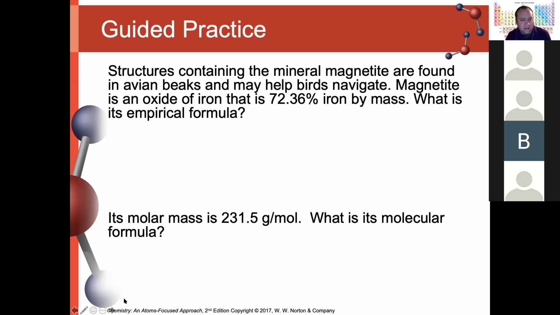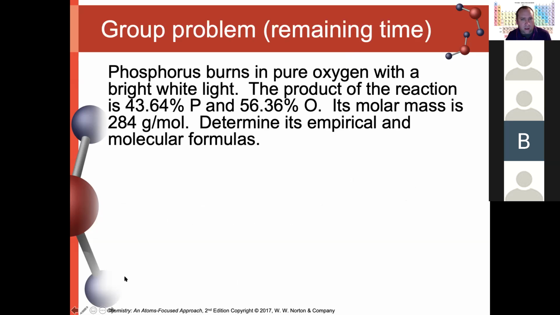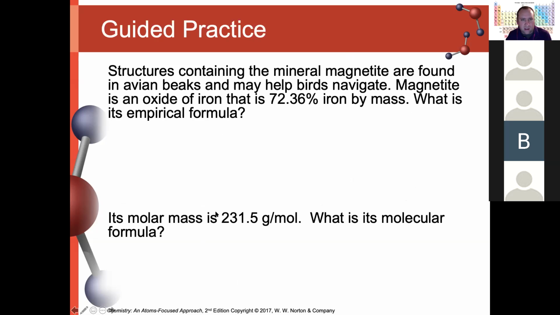Okay, let's take a look at this next one. We'll call it a day after this example. Structures containing the mineral magnetite are found in avian beaks, and they may help birds actually navigate. Magnetite is an oxide of iron that is 72.36% iron by mass. What is its empirical formula?